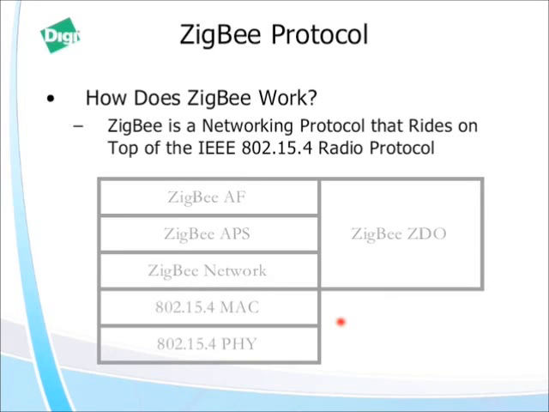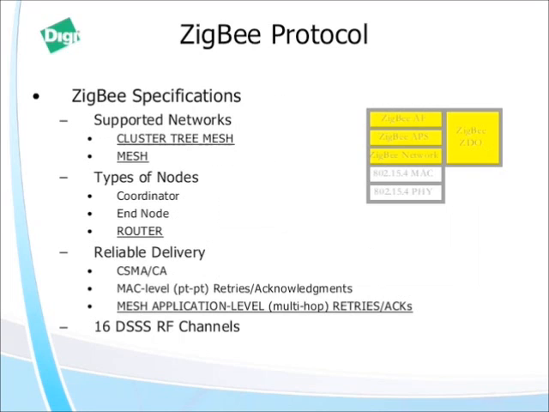Just sort of a routing layer and an application services layer that's built on top of 802.15.4. So here's the ZigBee protocol stack broken out a little bit more, and the key on this slide is that the underlined portions really are showing you the things that ZigBee adds. It supports, instead of just a point-to-point or point-to-multipoint network topology, this cluster tree mesh network topology. And I'll show you a diagram in a little bit of what that looks like.